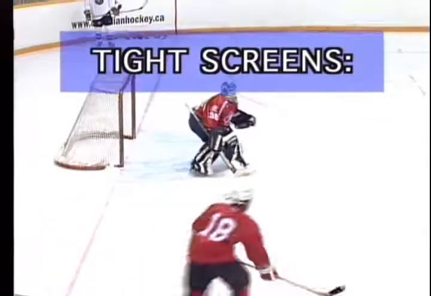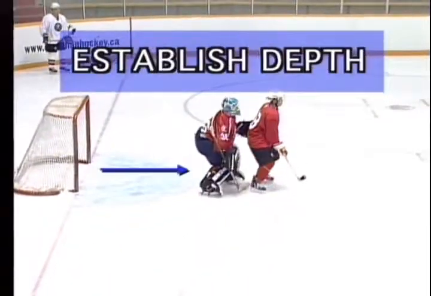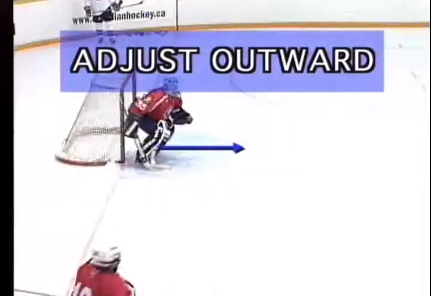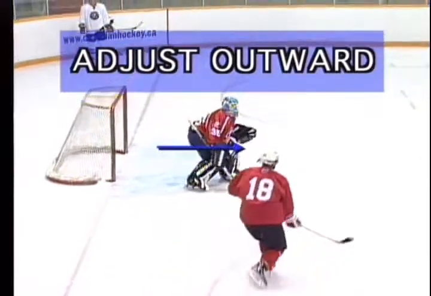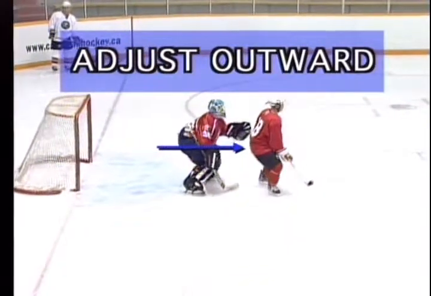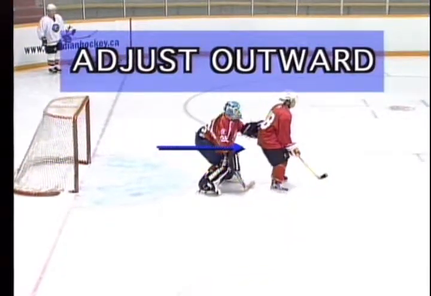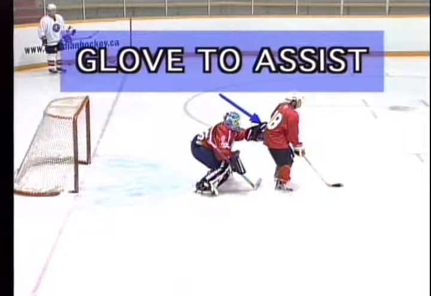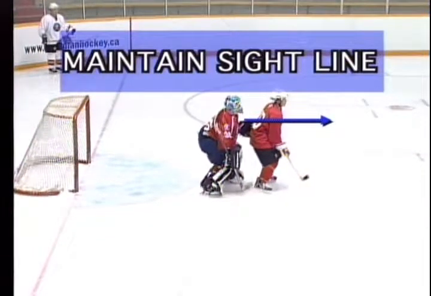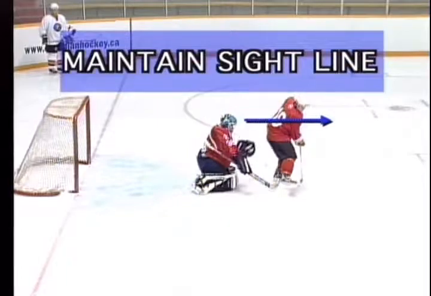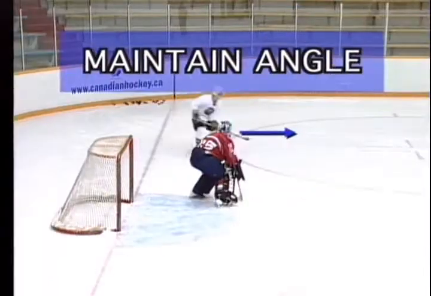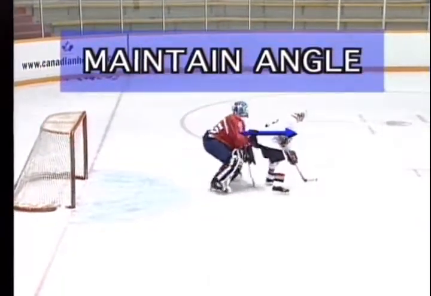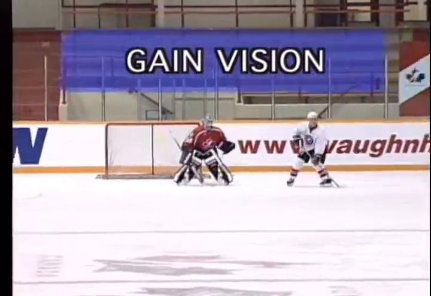A tactical sequence during a tight screen includes 1. Establish initial depth. 2. As the screen moves into position, the goalie should adjust outward in behind the screen. Don't get too close to the point that a proper save response is impossible. 3. If vision is limited, use the glove to assist in establishing a sight line. 4. Once vision is established, seek to maintain this sight line. 5. Never move off the correct angle in order to gain vision. 6. On a tight screen, one should be able to gain vision.